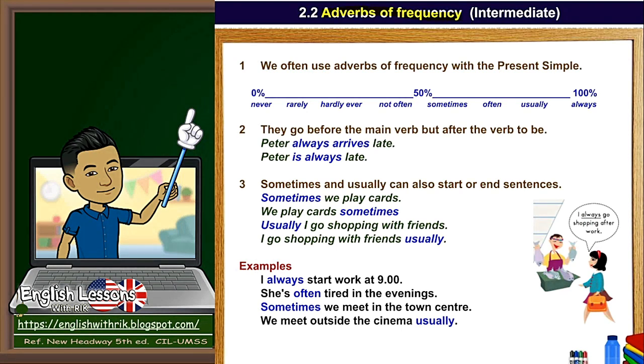Adverbs of frequency. We often use adverbs of frequency with the present simple to say how often something happens. They go before the main verb in the sentence, but after the verb to be. Peter always arrives late. Peter is always late. We can also use sometimes and usually at the start or the end of a sentence.